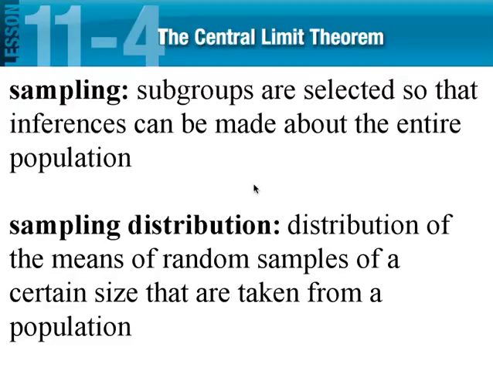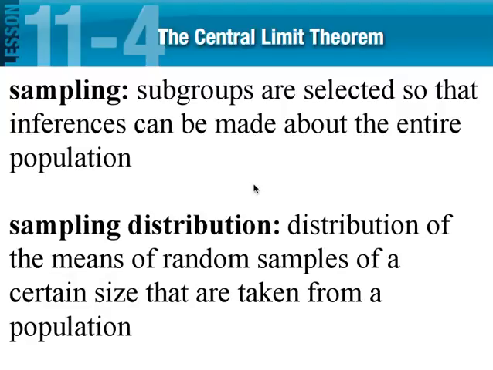Sampling is a process in which subgroups are selected so that inferences can be made about the entire population. So instead of polling the entire United States about how they're going to vote, they'll only poll a select group. Usually they try to sample based on certain characteristics, whether it be age, sex, things like that.